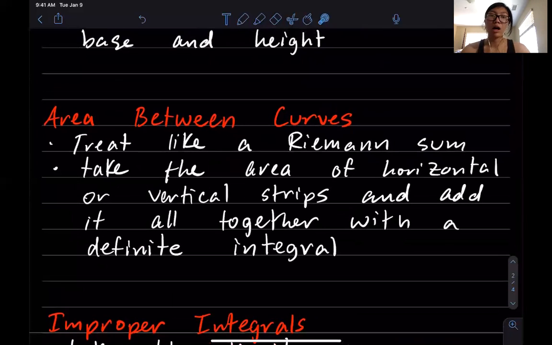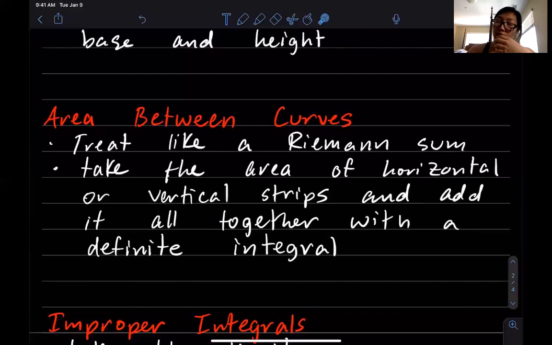Next thing, area between curves. I like to think of that as taking strips. You can think of them like Riemann sums, where the idea is we take an infinite amount of infinitely thin strips and add them all together, and we're going to get the total area, right? So that's how we treat the area between curves.